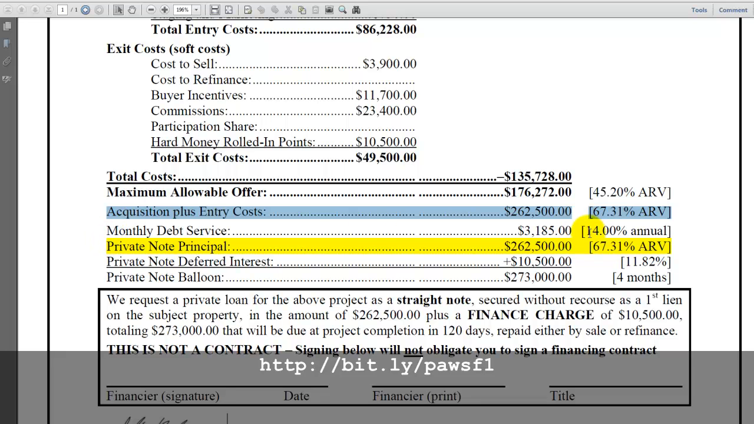Monthly debt service is 14% annualized interest only. So we have a private note principal of $262,500. This is the total amount of cash we're borrowing. We're also rolling in $10,500 in deferred interest.